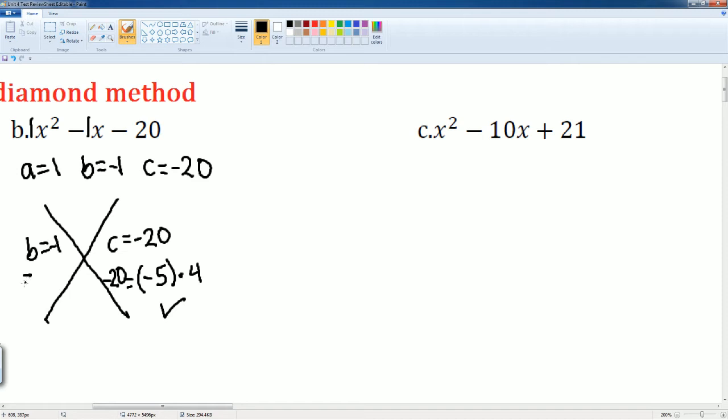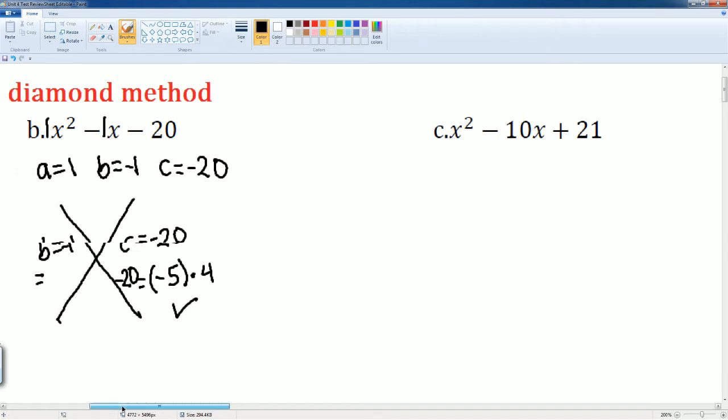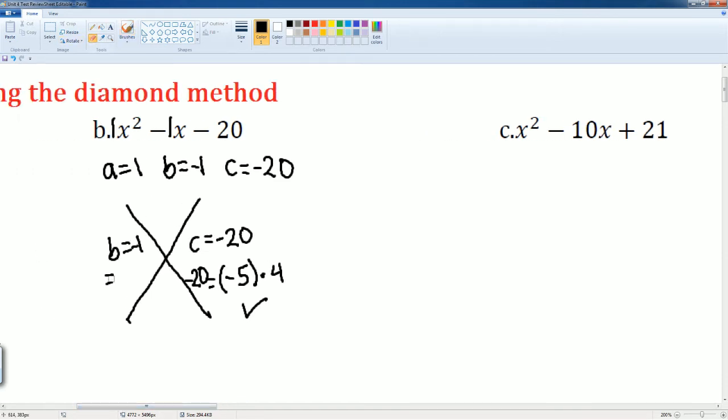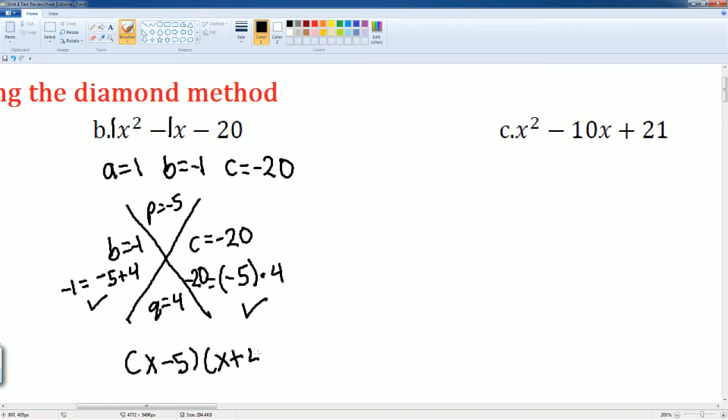And here I'm going to now add them. I'm going to add -5 plus 4. This would get me -1, so that works. So my P value is -5. My Q value here is 4. The factors are going to be X minus 5, close the parentheses, and X plus 4. These are your factors.